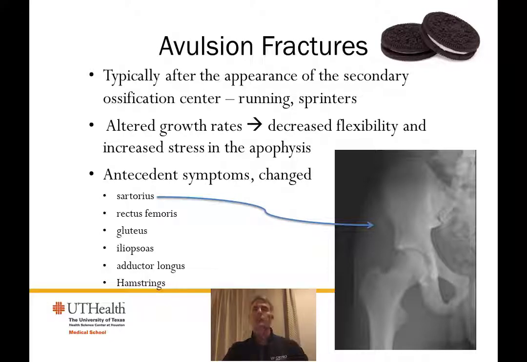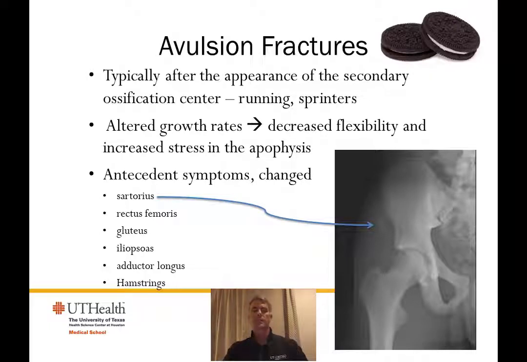We see this a lot in runners and sprinters, especially when they build up their activities after prolonged rest. We have altered growth rates, so the rapidly growing time periods, those growth plates are more vulnerable to being pulled off, and can also be related to decreased flexibility and increased stress. Usually kids will complain of soreness in a particular area near the bone, and then symptoms can change. Feel a pop, acutely worsening pain where it was just a dull ache.